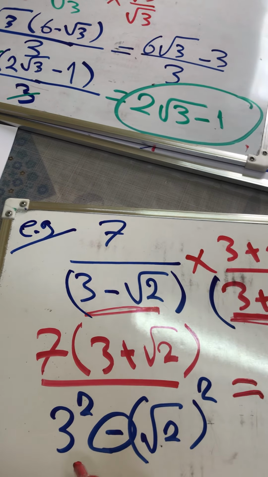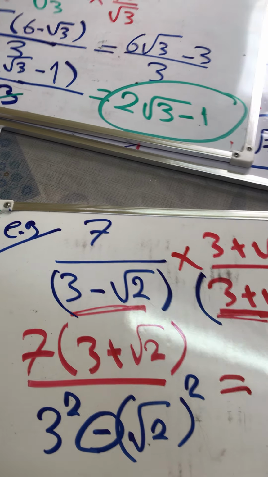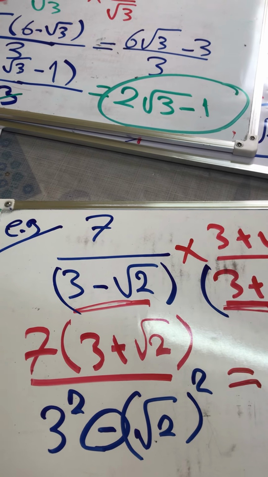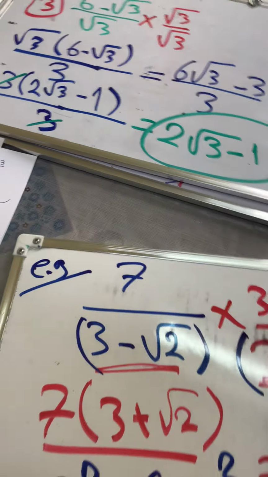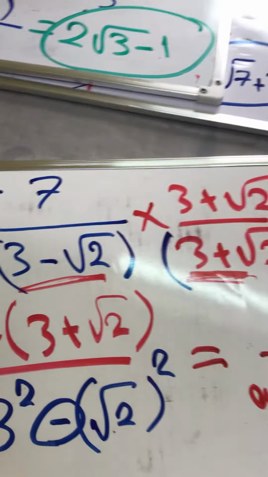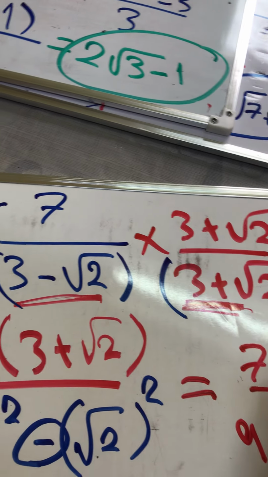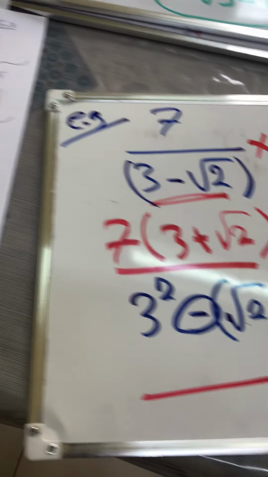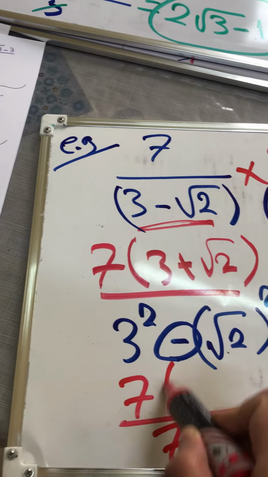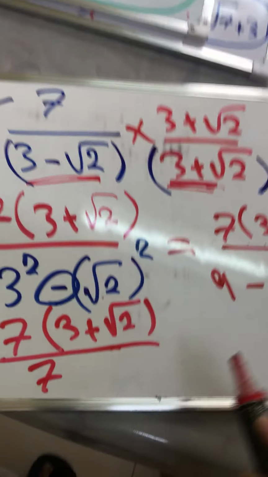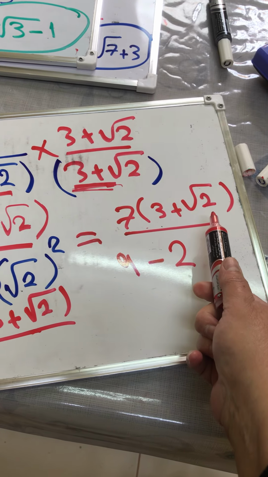So here down, 3 square is 9 minus square root of 2 squared equals 2, and up 3 multiply 7 equals... Okay, I want to tell you something. Don't distribute the brackets here, but in the beginning keep it 7 open 3 plus square root of 2. Why? Because here the answer will be 7: 9 minus 2 equals 7, and I have 7 up, so it's easier to cancel them with each other. You understand me? So don't distribute.